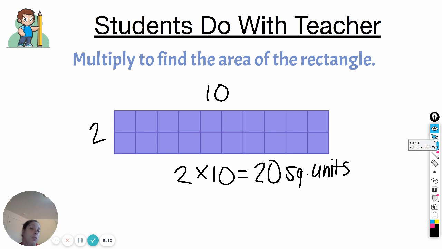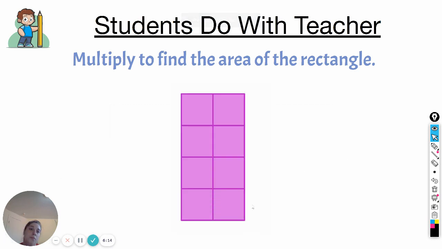Go ahead and erase your whiteboards, and we're going to try one more example together. Okay, so here's another rectangle. I want you to draw this rectangle on your whiteboard. I want you to label both the sides. I'll give you about a minute to do that.